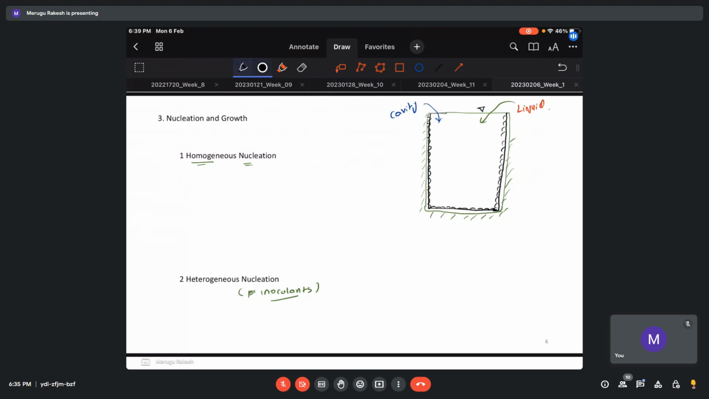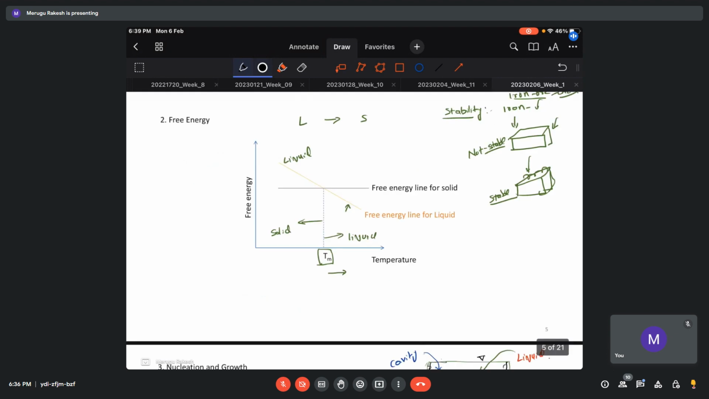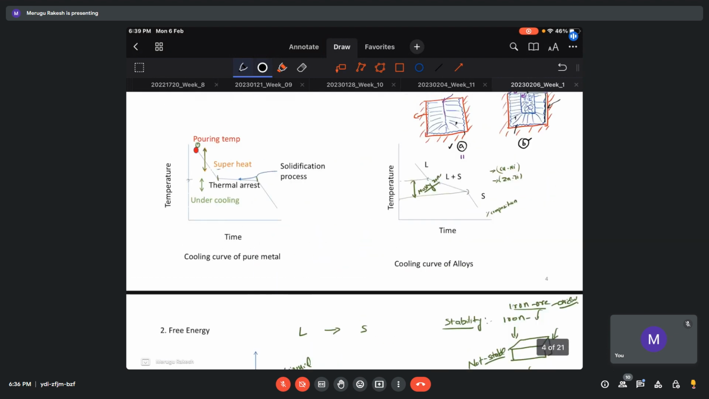Okay. Now what happens is that this is the Q out. Q, I am writing Q for heat. So heat is getting rejected in these directions. Okay. Now what happens if you see in this phase, in these cooling curves?